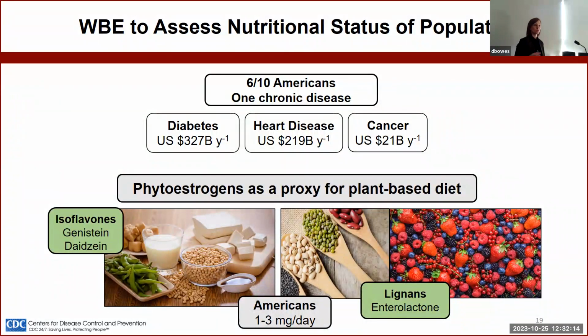Typically, we consume these through soy-based foods, so soy milk or tofu, tempeh, etc. And then lignans are much more ubiquitous. So beans, fruits, berries, nuts, seeds, we're going to eat lignans through all of those sources. And I chose the chemical enterolactone to be able to assess lignan consumption. And generally from the literature, we can gather that Americans consume approximately 1 to 3 milligrams per day. So every day we are all interacting with or consuming phytoestrogens.